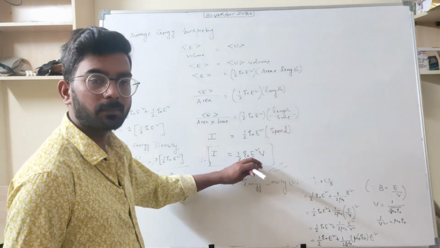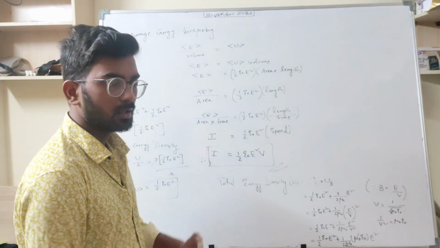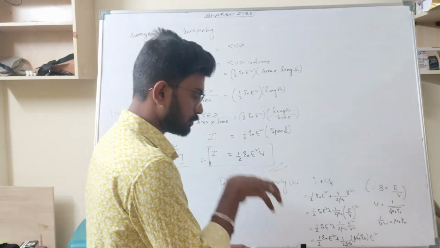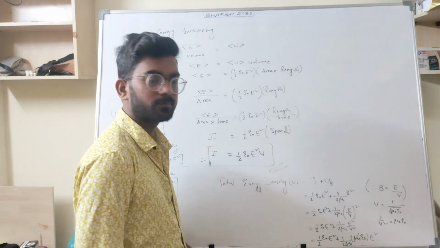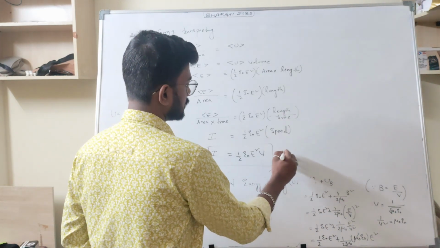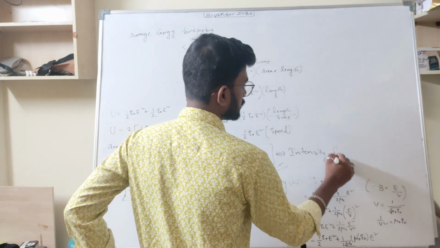Here epsilon naught is the permittivity, E is the electric field, the electric field value with which it was projecting, and v is the velocity, the speed of the electromagnetic wave. So you will get the intensity. Yeah, this was the intensity of the EM wave.